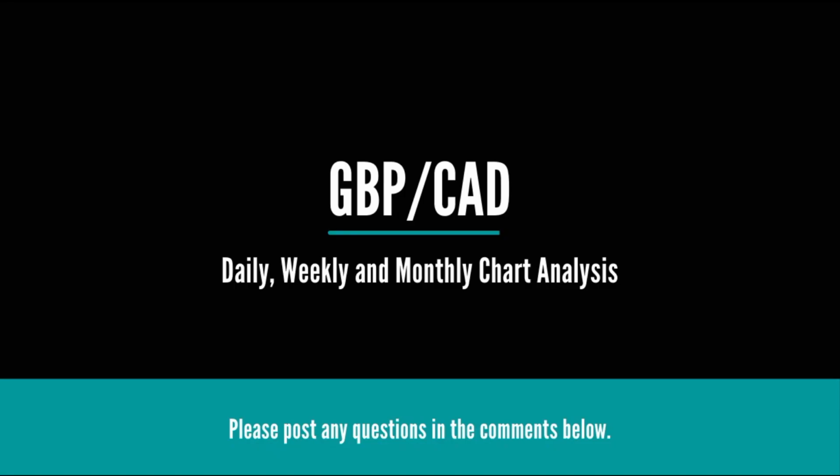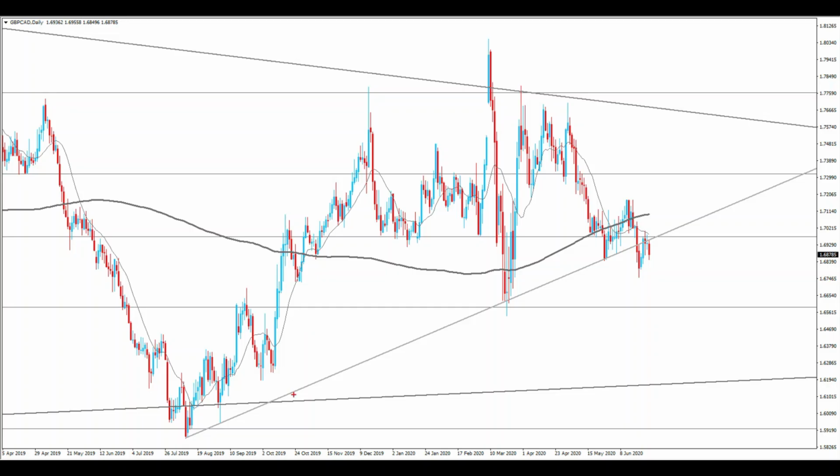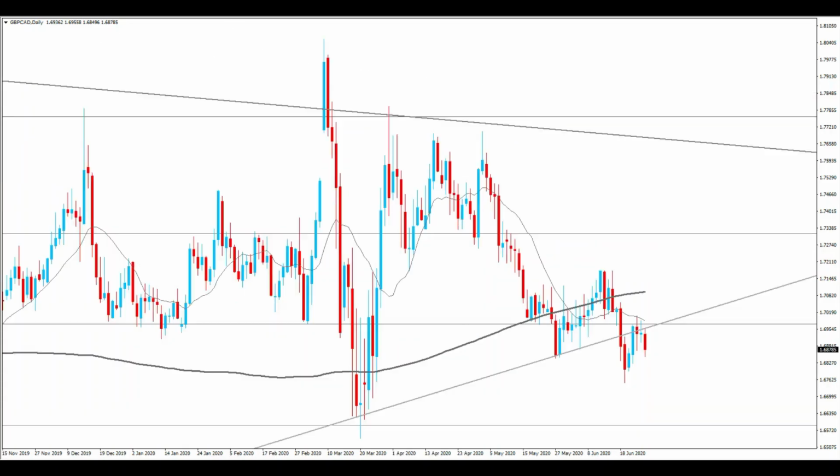And last but not least, GBP CAD. Okay, so you can see that this trend line here has been broken on GBP CAD, and if you take a closer look, you can see that this trend line here had a retest this week and a retest of this level as well, and it looks like price has respected it, so we're expecting a downward trend to continue.